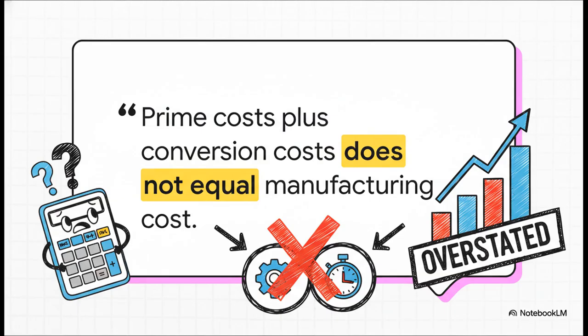Now, this is a huge, flashing warning sign. It is so tempting to just add your prime cost to your conversion cost to get the total cost. But you can't do that. You absolutely cannot. Why? Because you would be counting direct labor twice. It would completely distort your numbers and lead you to make some really terrible business decisions based on faulty data. So just don't do it.